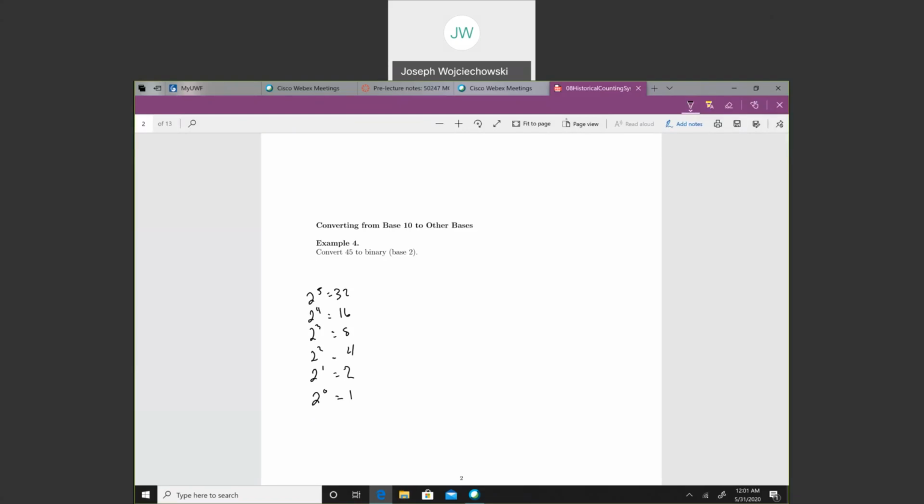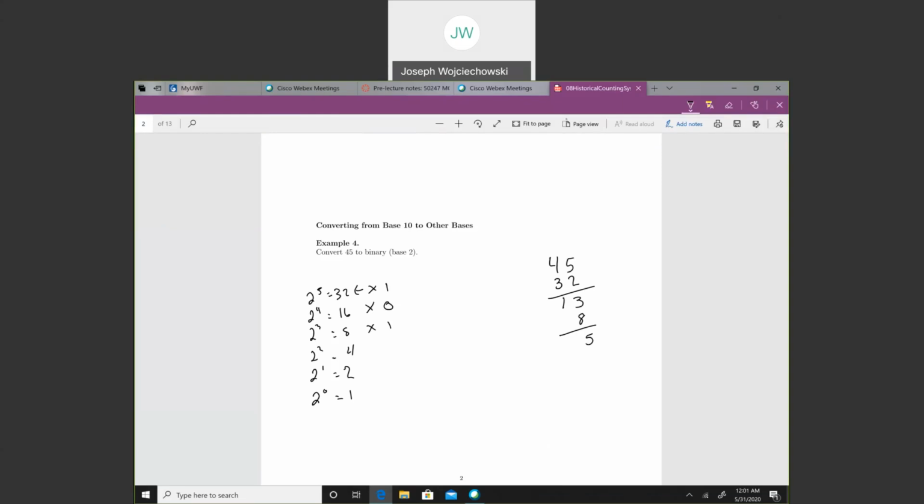So now let's look at our base 10 number, 45. And we look at how many 32s will go into that. Well, 1 will, and that will give us 32, which will give us a remainder of 13. So how many 16s will go into that? Well, 0. How many 8s will go into 13? 1, which is 8, leaving a remainder of 5.